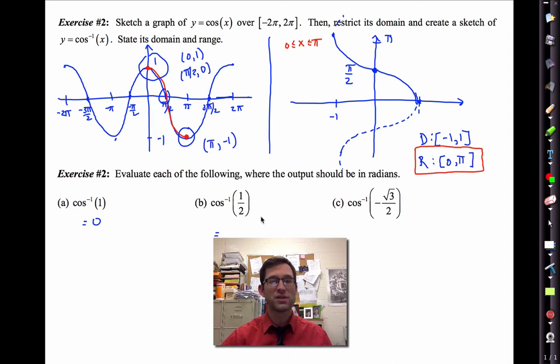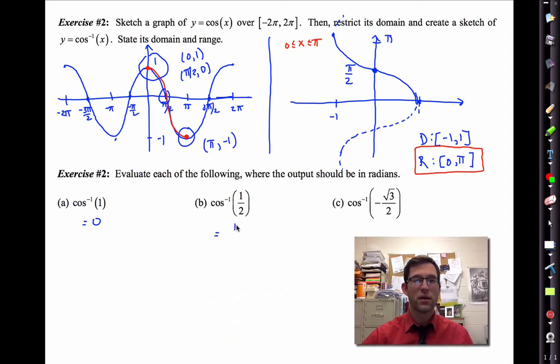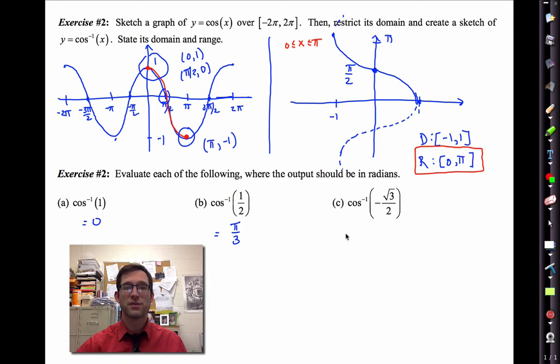What angle has a cosine of 1/2? Well, that's going to be pi over 3. No other angles in that interval have that cosine. And the inverse cosine of negative square root of 3 over 2, well, that's going to be positive 5 pi over 6, right? It's the only angle that has that cosine in that interval.